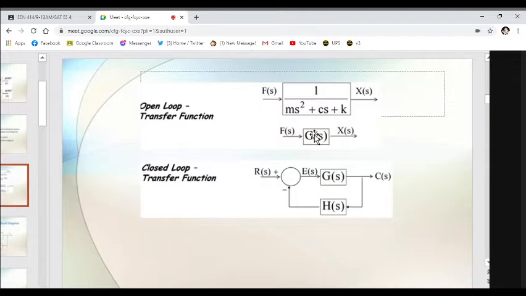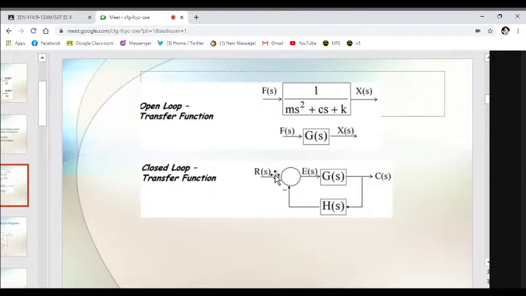As an example, you have the open loop transfer function. You have X as the output, F as the input. So ito yung nasa loob ng block diagram natin that is represented as G of S. That is true for open loop transfer function. Also, for closed loop transfer function, you have the H. The H is the feedback. This one is the feedback element.